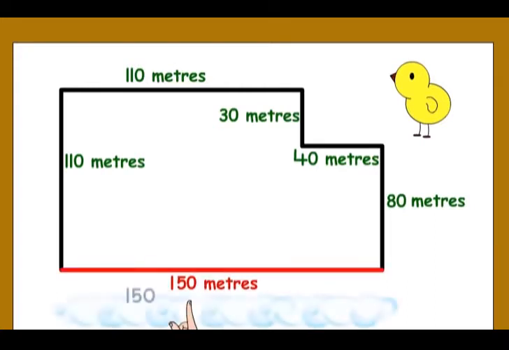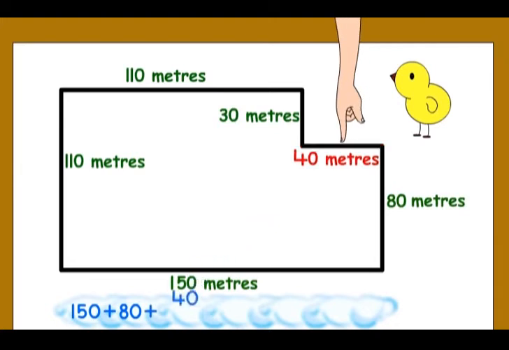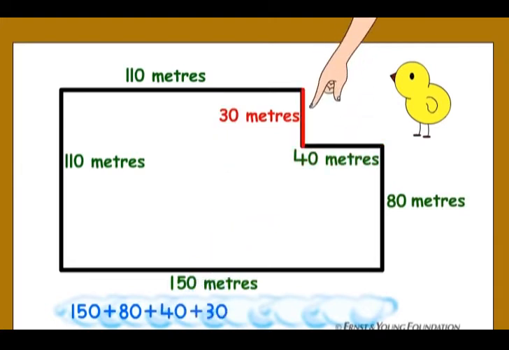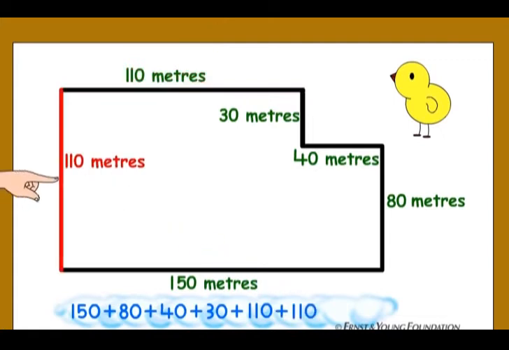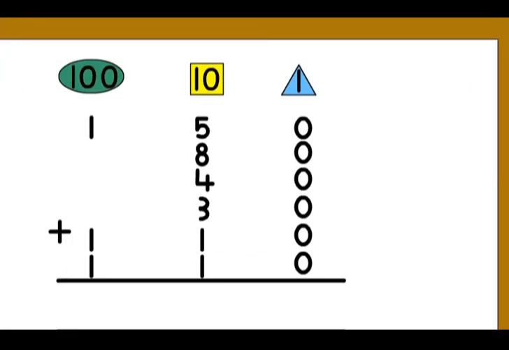It is 150 plus 80 plus 40 plus 30 plus 110 plus 110. Let me add them up now. I will write it down in this notebook. Hundreds, tens and ones. Now let me add the ones column. It is 0. The tens column now.